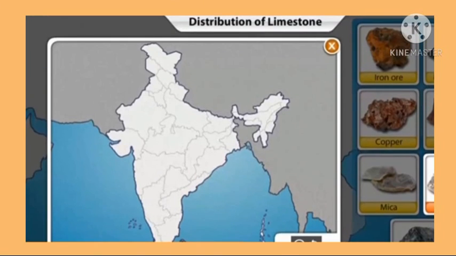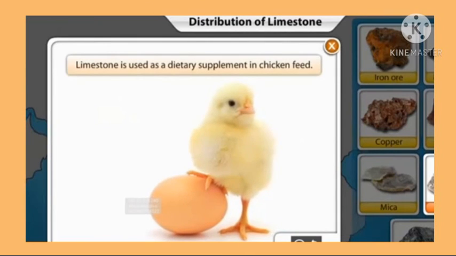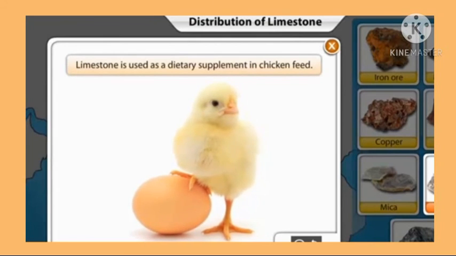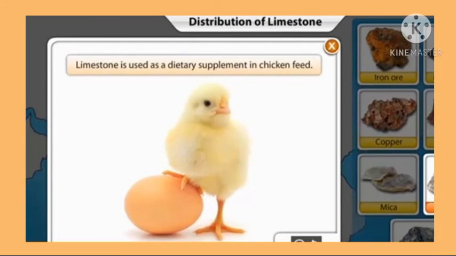Limestone, a rock mineral which forms the basic raw material for the cement industry, is largely found in sedimentary rocks. 16% of India's limestone comes from the mines in Andhra Pradesh. The states of Madhya Pradesh and Rajasthan contribute 15% each to India's limestone production. Since limestone is rich in calcium carbonate, it is sometimes added to chicken feed as a dietary supplement so that the eggshells are stronger.